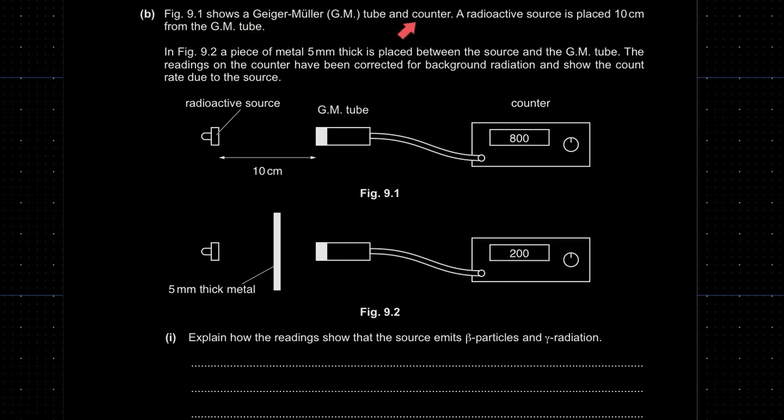9.1 shows a GM tube and a counter. A radioactive source is placed 10 cm from the GM tube. In figure 9.2, a piece of metal 5 mm thick is placed between the source and the GM tube. The readings on the counter have been corrected for background radiation and show the count rate due to the source. So, with the metal placed, which you know blocks beta, the count rate falls by 600, so from 800 to 200.